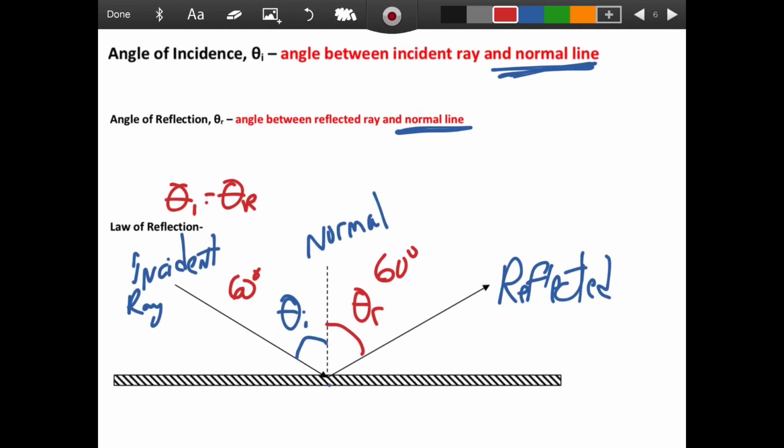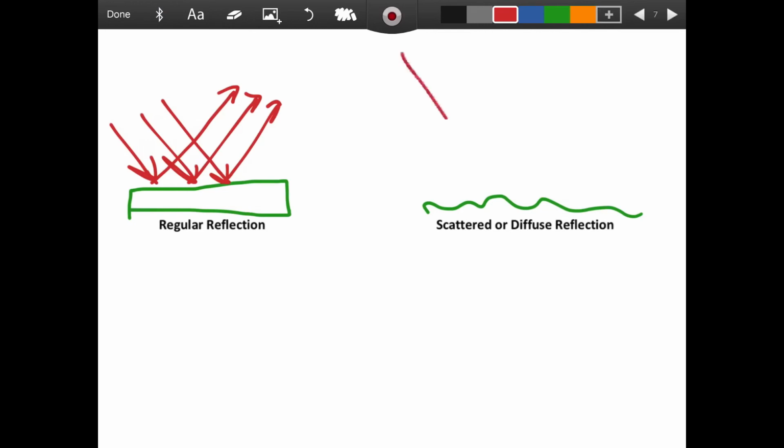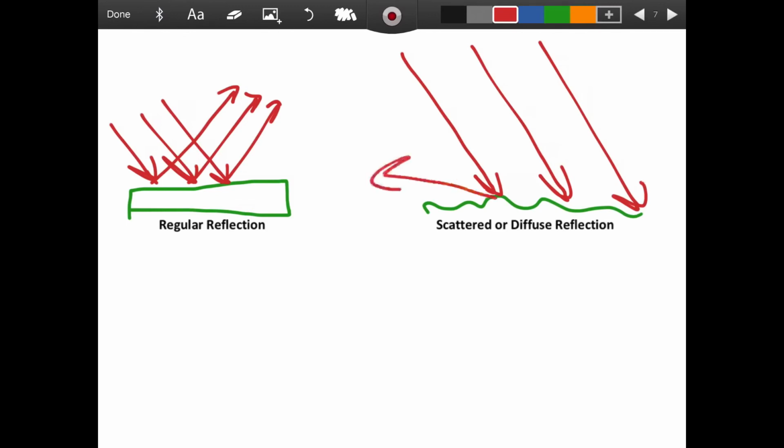There's two types of reflection. Most of the reflection we will look at is regular reflection. What that may look like, we have a bunch of rays coming in at a nice angle, and then we have them reflecting nice and neat, very organized. When we have a very rough surface, we might see scattered or diffuse reflection. So maybe we have a bunch coming in, and now it's not a regular pattern, so these are going to reflect all over the place in no particular pattern at all.